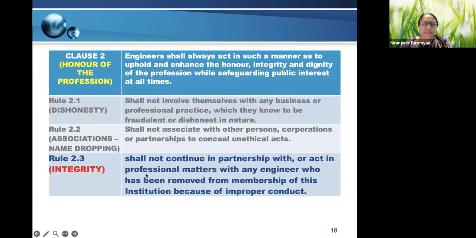Third one is integrity. Shall not continue in partnership with or act in professional matters with any engineer who has been removed from membership of this institution because of improper conduct. Now this is a bit tricky, but what it says is that it's not that you can't associate as a personal friend or family member. I mean, you don't have to dissociate like that, but you should not be working in your profession with someone who has been removed from the institution membership due to improper conduct, right?